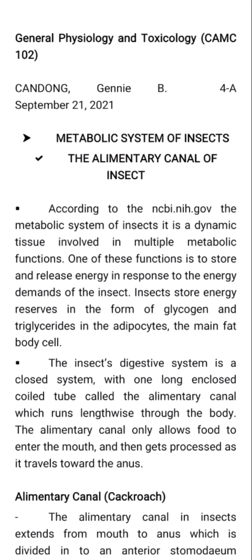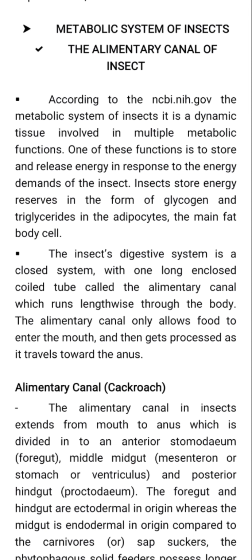Today, I will be presenting to you my midterm report, which is Metabolic System of Insects, the Alimentary Canal of Insects. According to ncbi.nih.gov, the metabolic system of insects is a dynamic tissue involved in multiple metabolic functions. One of these functions is to store and release energy in response to energy demands of the insect. Insects store energy reserve in the form of glycogen and triglycerides in the adipocytes, the main fat body cell.